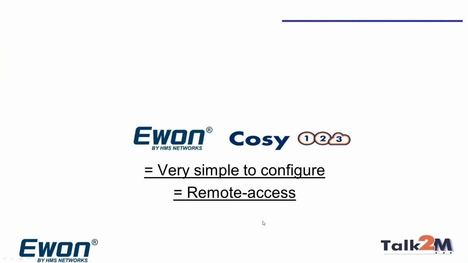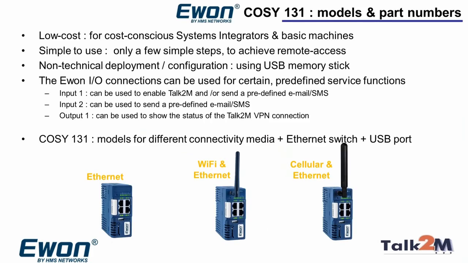So let's move on to looking at the hardware that you'd use with this solution. There are three types of COSY 131, and you can see on the pictures at the bottom here, the only thing that really differs between them is the left-hand one connects to the internet to make the VPN using an Ethernet RJ45 connection. The middle one connects to the internet using a Wi-Fi connection on site, or it can use Ethernet. And the one on the right-hand side here can use a SIM card in the back and it's a 4G connection to the internet.